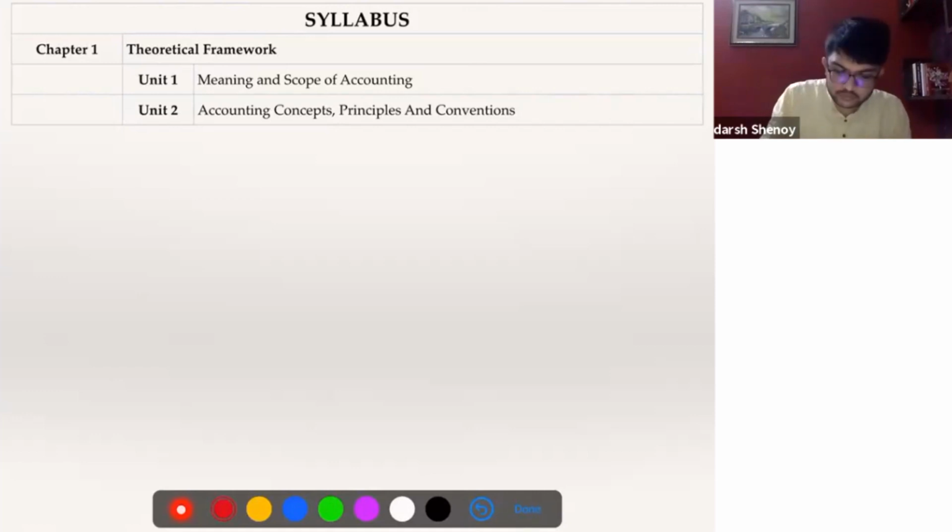Under the meaning and scope of accounting, I'm just going to do some basic stuff about accounting. What is accounting? What are the different steps involved in accounting? And why do we do accounting? Objectives of accounting. So all these things I'm going to discuss in meaning and scope of accounting. That is unit 1. Then we go on to unit 2, accounting concepts, principles, and conventions.